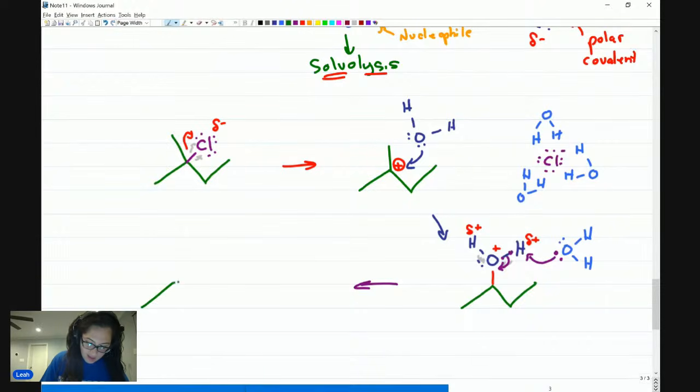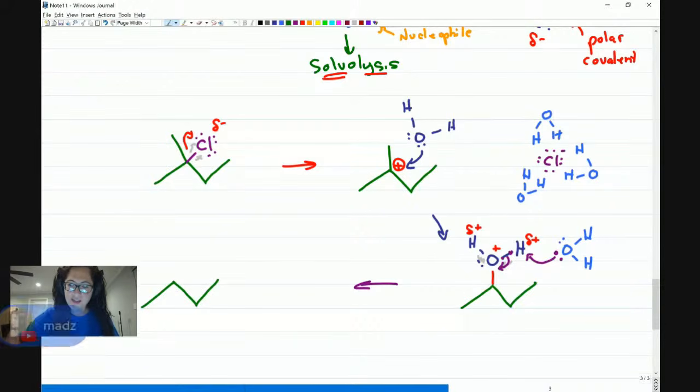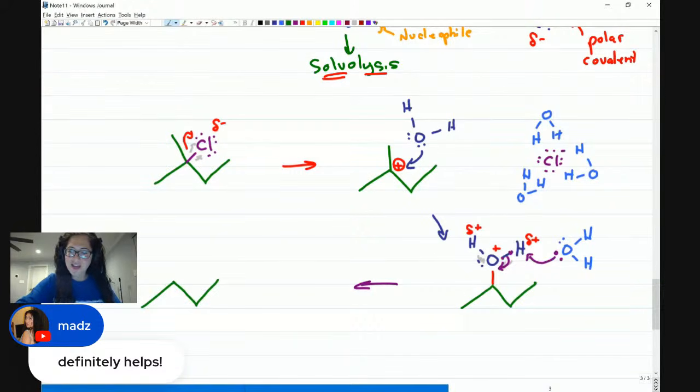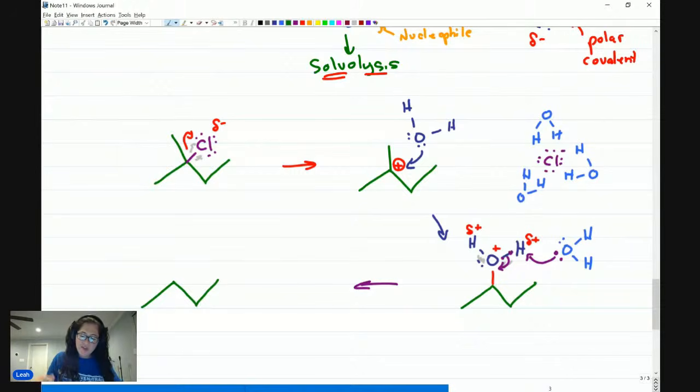Otherwise, I'm going to say it again and again. This is the most difficult topic in Orgo 1 if you don't understand it. Yes, I'm so glad it helps and resonates. If you don't understand it, you will be overwhelmed. But after tonight, you are not going to be overwhelmed.